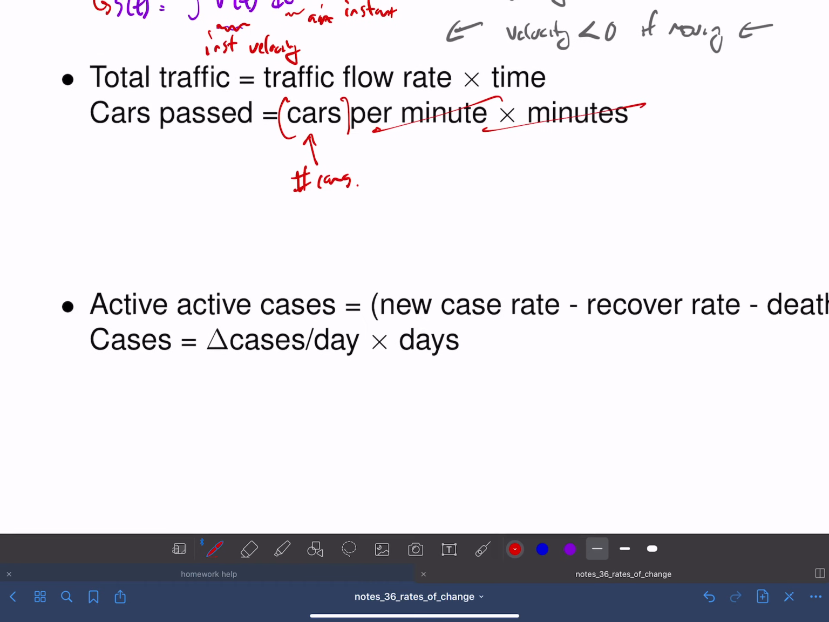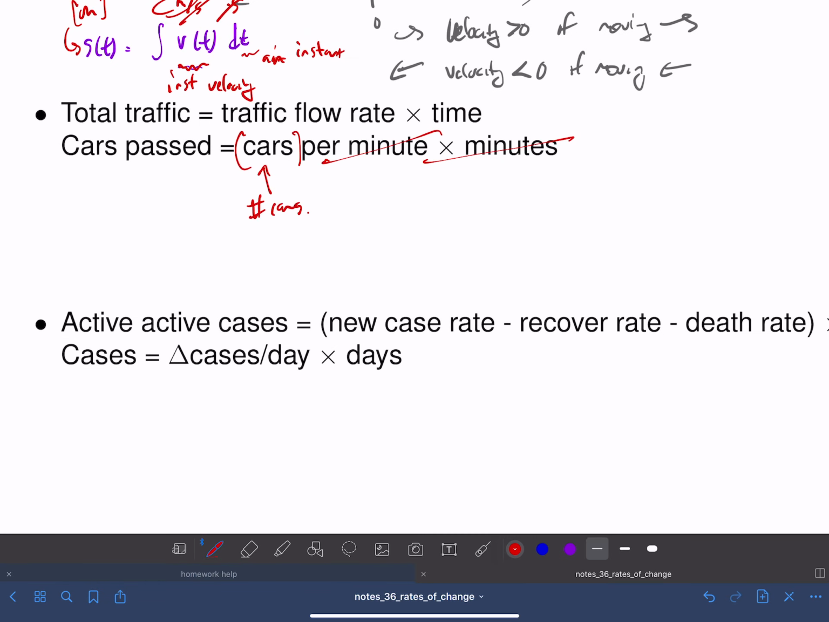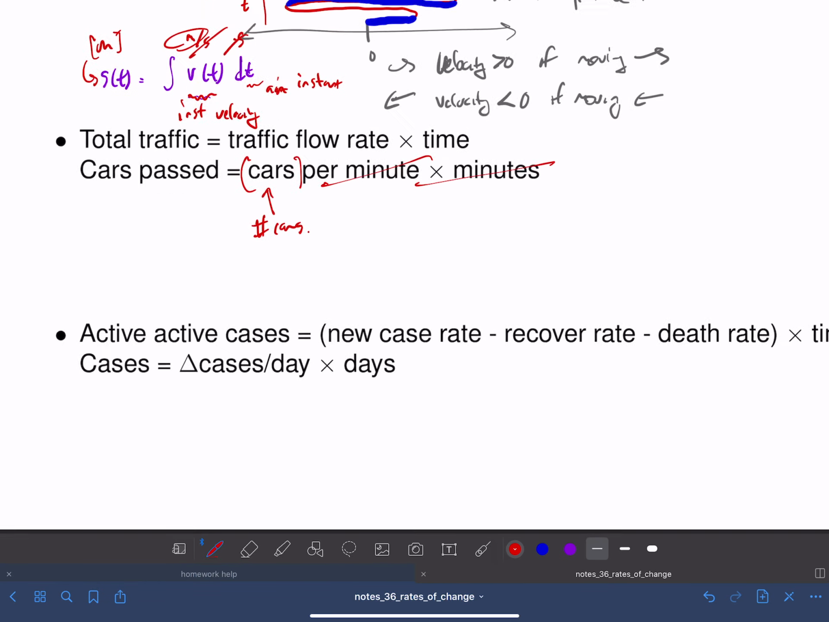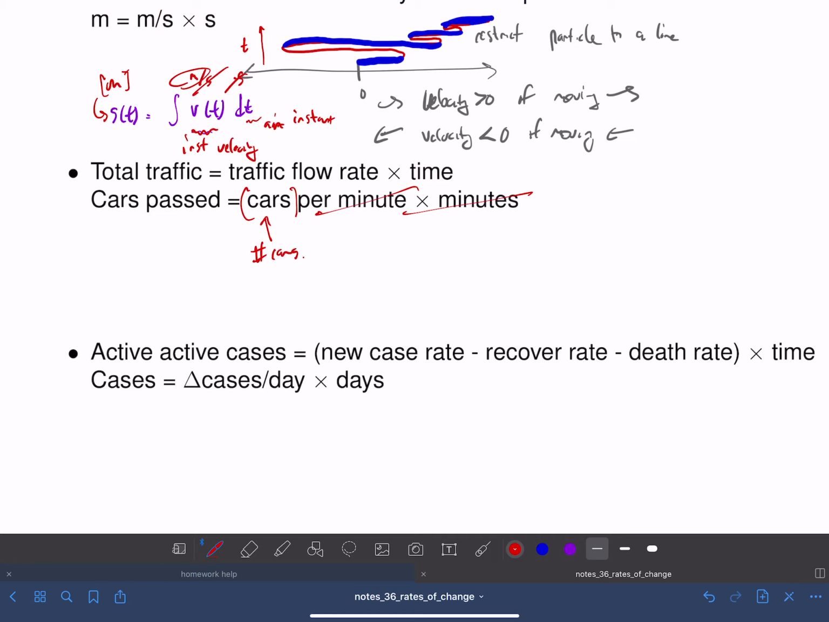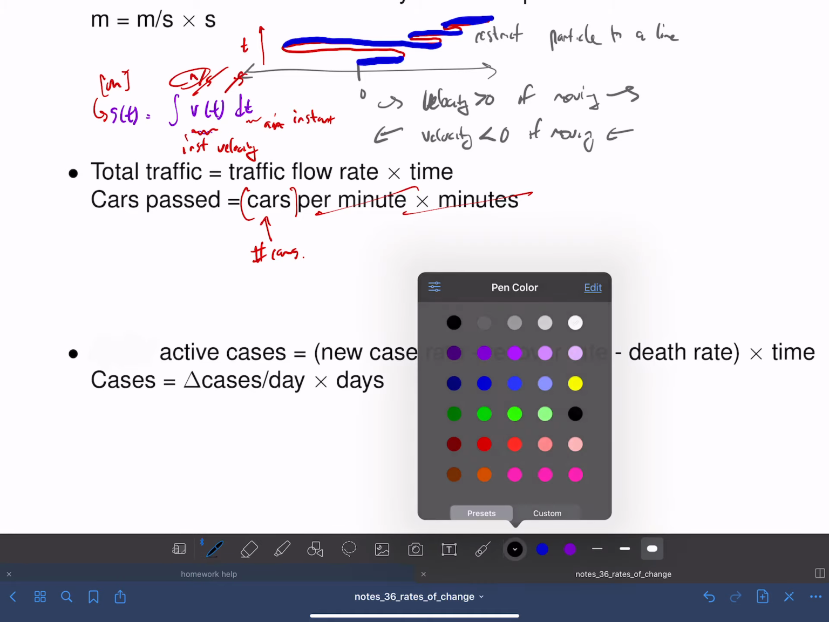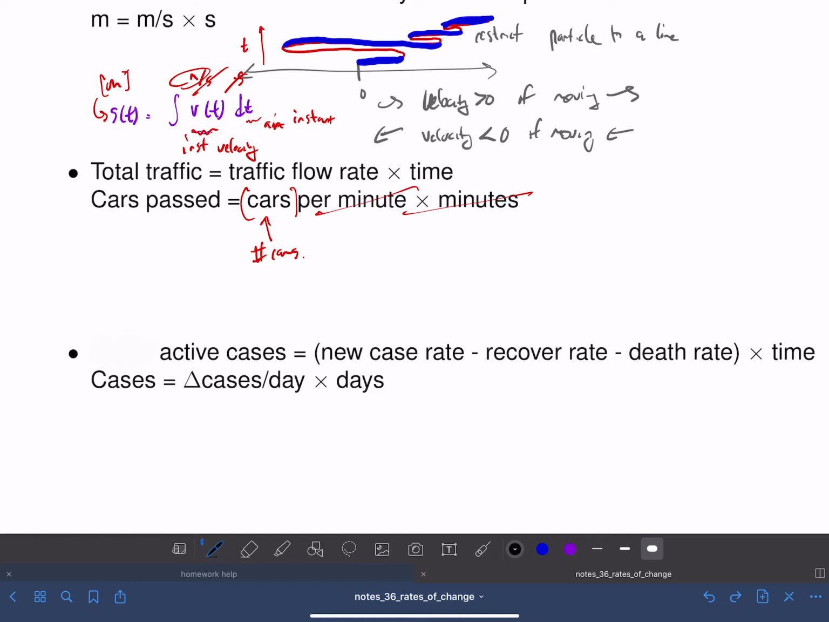And finally, one that's really pertinent right now, and as unpleasant as it is to think about right now, the active... Oh, come on, Silviana. The number of active cases is equal to the new case rate minus the recovery rate minus the death rate. So that's the net rate, right?